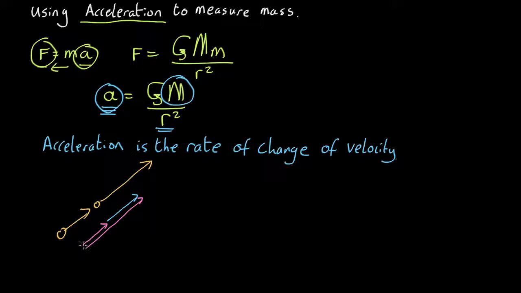So in this case, the acceleration is pointing in this direction, so that means there must be some mass up around here, which is sucking things in and causing it to accelerate. And by looking at how big this change in velocity is, you can work out how massive this thing, whatever it is, up there might be.